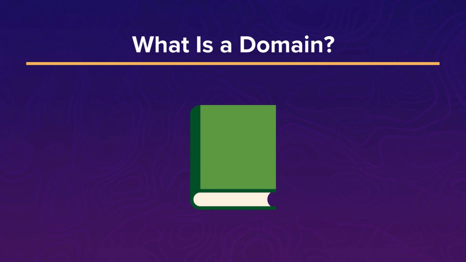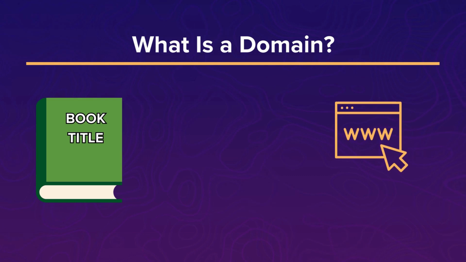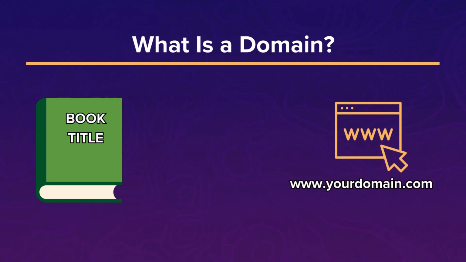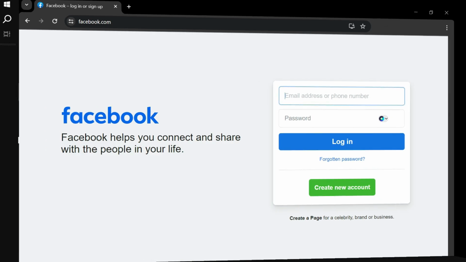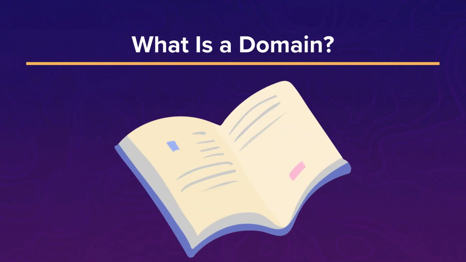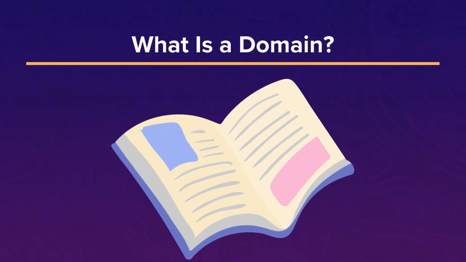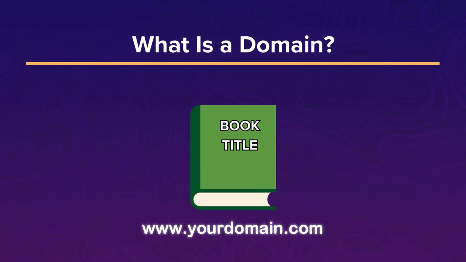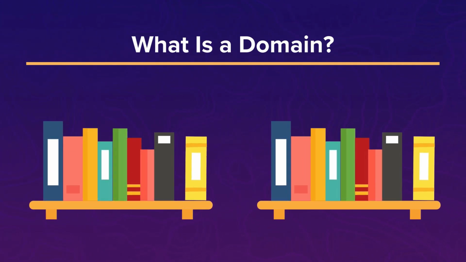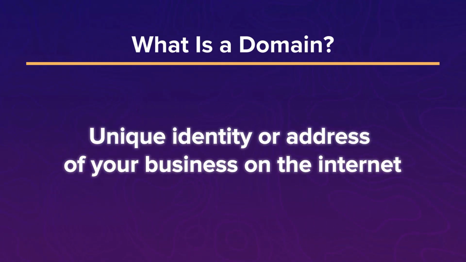A domain is like the title of a book. Just like each book has a unique title, a domain is the unique address of a website on the internet. This is what people will type in to find and explore a specific website, like apple.com or facebook.com. Now picture your website as a fantastic book filled with information and pictures. The title of this book is the domain, and this makes your website unique in the vast library of the internet. So the domain defines a unique identity or address of your business on the internet.